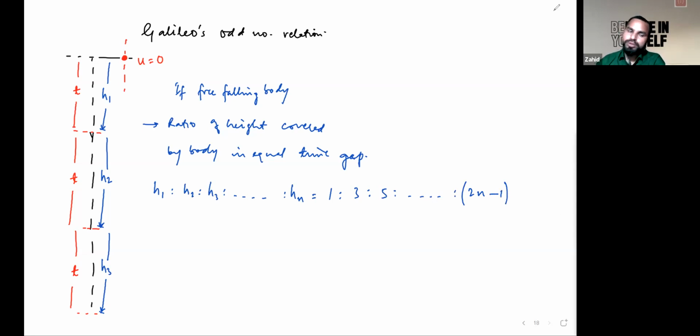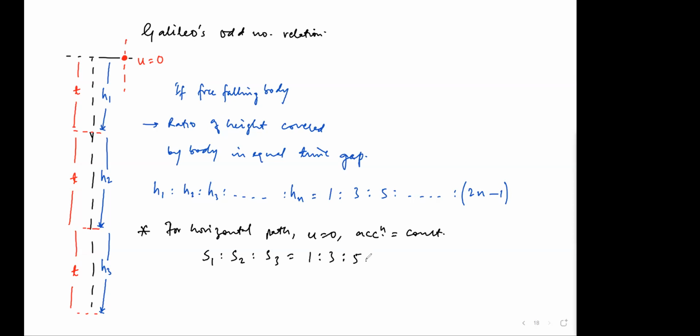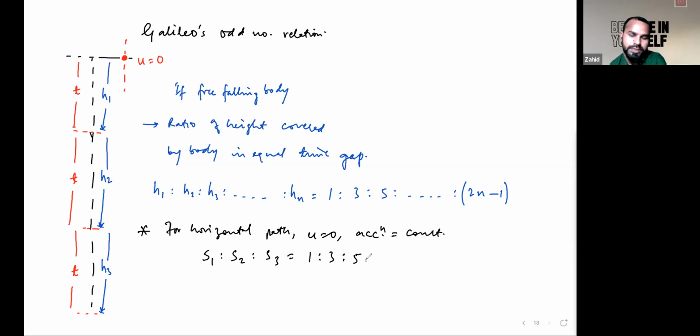So this is also valid for horizontal motion. Let's say for a horizontal path, if initial velocity is zero and acceleration is some constant term, the distance covered by the body for equal time gap must be in the ratio of odd numbers. This is called Galileo's odd number relation. Is it clear? Just write it down. I'm giving one more relationship related to this.